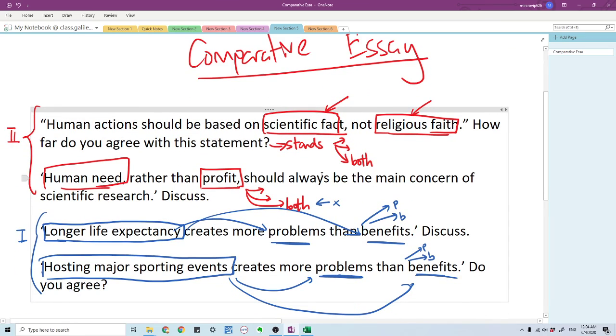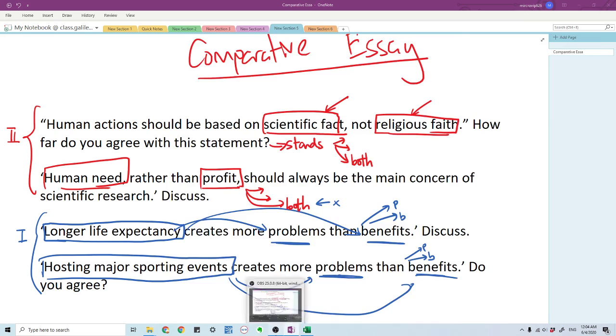In the next video, I'm going to talk about the in-depth details of how to tackle comparative essays and how we structure the paragraphs. So stay tuned for the next video.